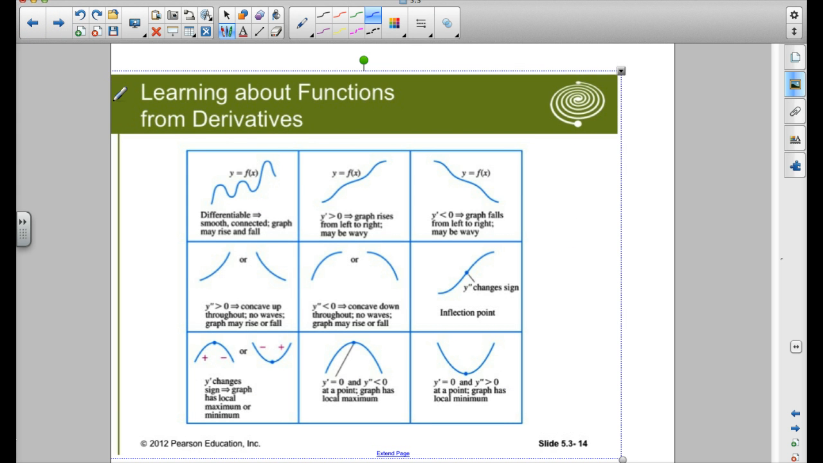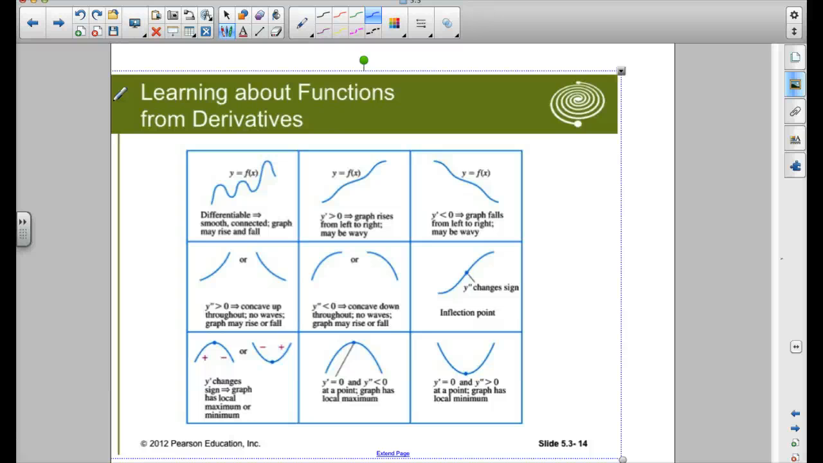Now, just learning from derivatives, a couple things. If it's differentiable, it's smooth and connected, and the graph may rise or fall. If the derivative is greater than 0, the graph is going to rise, maybe wavy. If it's less than 0, the graph falls. If the second derivative is greater than 0, it is concave up throughout. If the second derivative is less than 0, concave down.